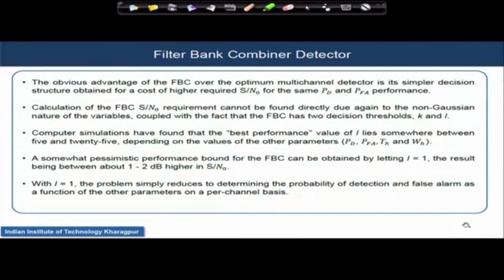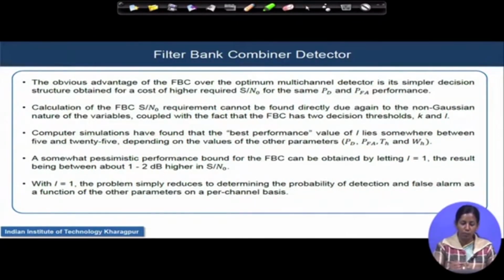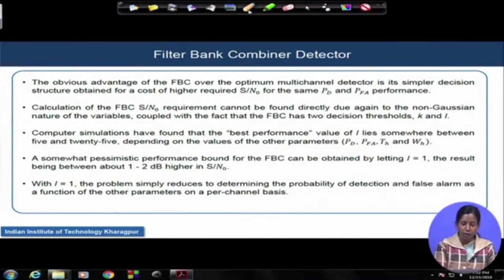So, there is a definite advantage of the FBC over this optimum multi-channel situation. What is that? It is the simpler decision logic that we have implied there. The cost is that, if you wish to detect, you have to implement the integration and the detection process in each and every channel at a higher SNR value for the same detection and probability of false alarm performance.